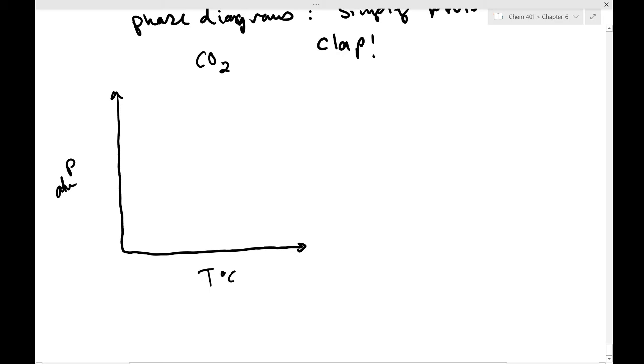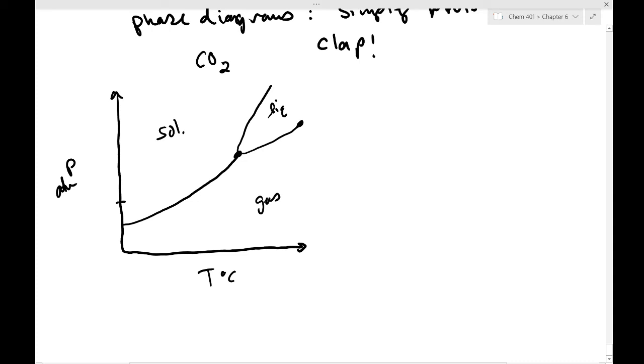In CO2, it starts down here, and then it swoops up, and then we have the triple point here, and then the melting fusion line goes up, and then the vaporization line goes out, and then we have the critical point there. So we have solid here, liquid here, and gas here.